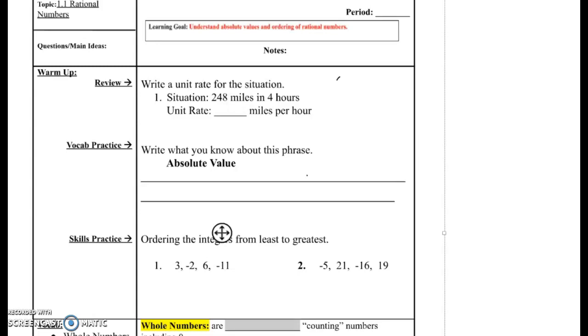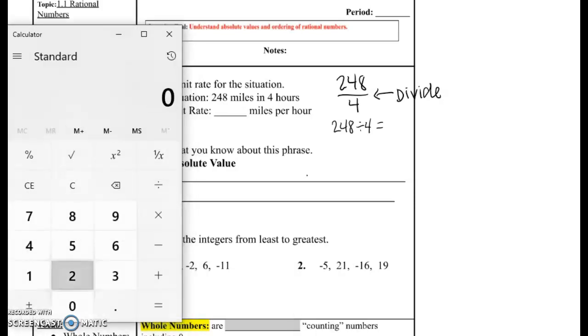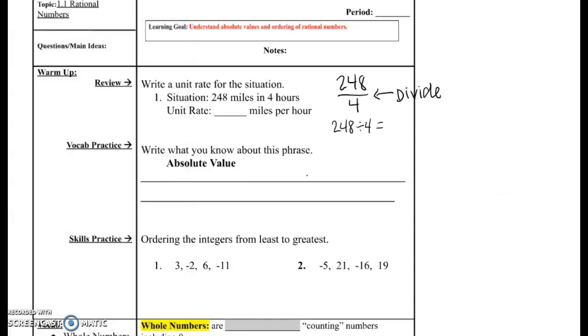So we're going to write it as a fraction, 248 over 4. And remember, this fraction bar is actually just a division sign. So this is going to divide the two numbers. So we actually do 248 divided by 4, and we get 62. So we go 62 miles in 1 hour, or per hour.